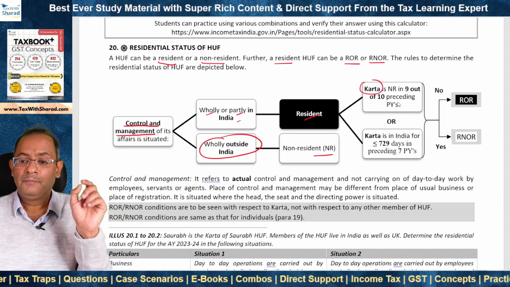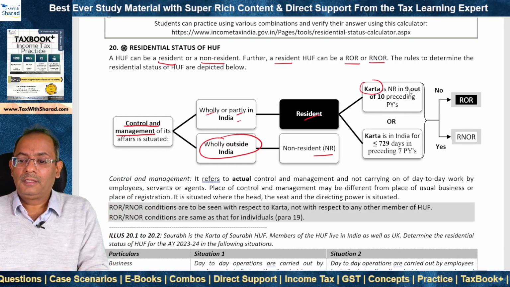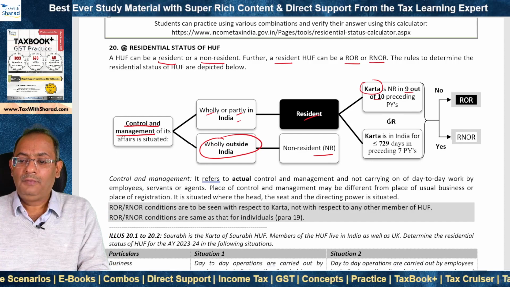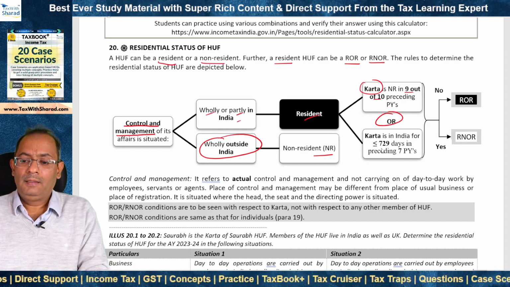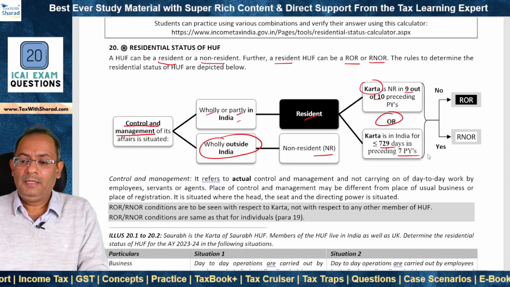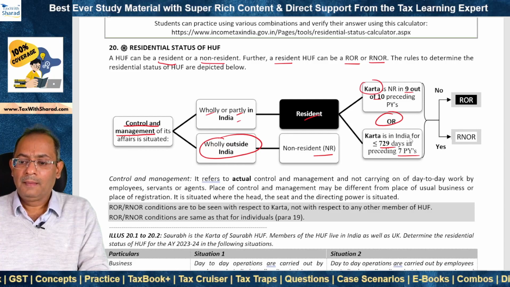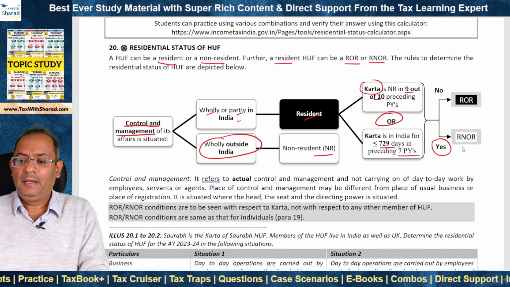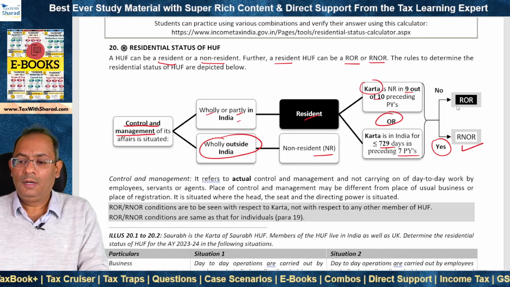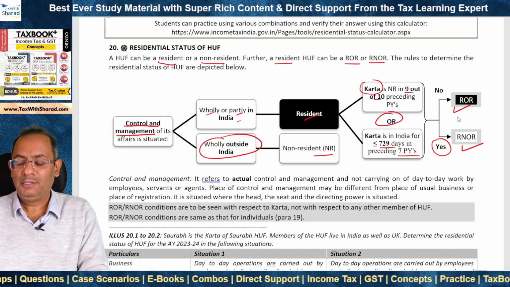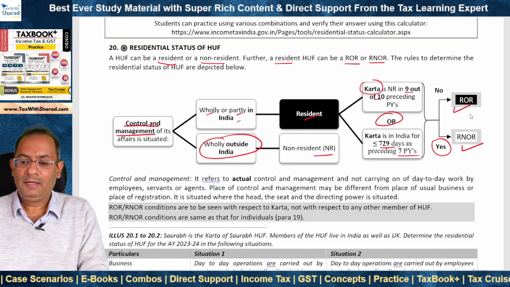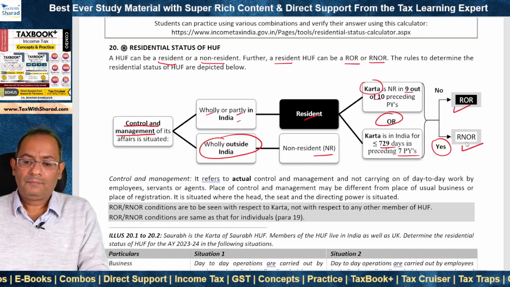But those conditions need not to be checked in the context of HUF, but in the context of its Karta. So the Karta is non-resident in 9 out of 10 preceding previous years, or the Karta is in India for at least 729 days in the preceding 7 previous years. If any of these conditions is satisfied, then the HUF becomes a RNOR, else the HUF becomes ROR. That means if none of these conditions is satisfied, then the HUF is classified as ROR.